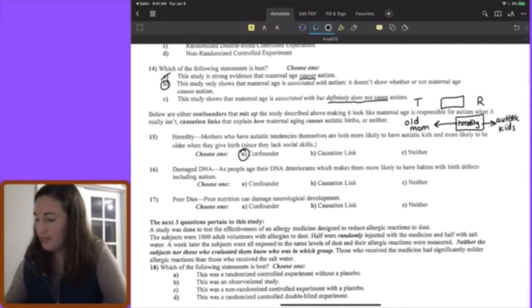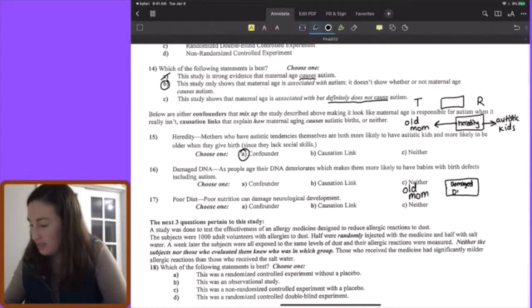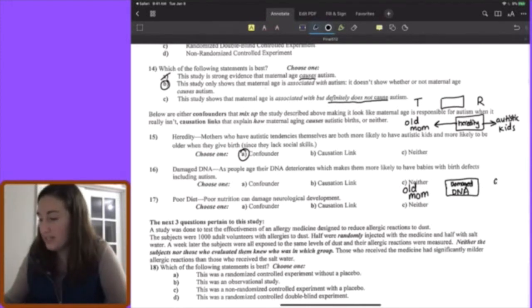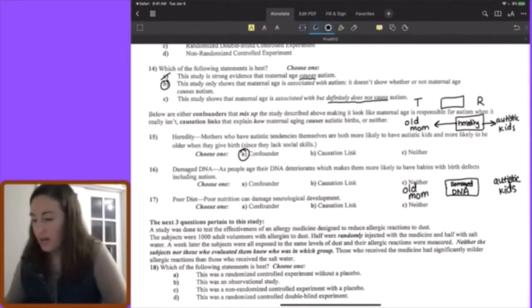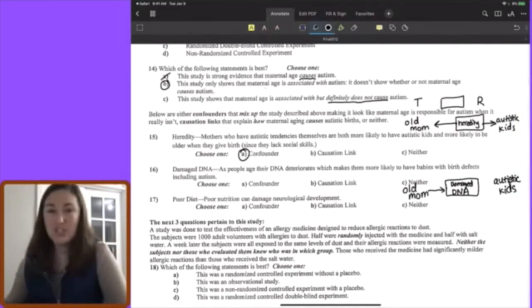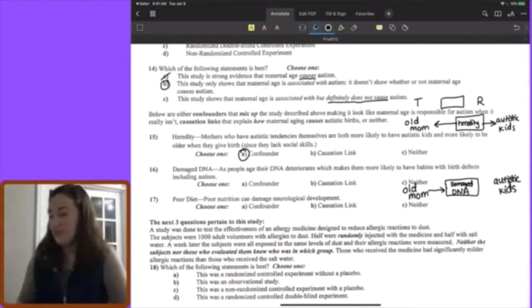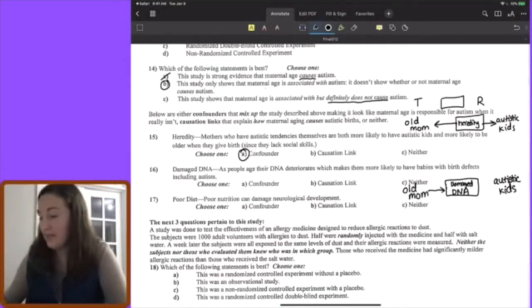So I'm going to do the same kind of diagram. Let's see, we have an older mom. The thing, which in this case is damaged DNA. And then same response, which is autistic kids. This one says as people age, so you're an old mom, as you age, your DNA deteriorates. So if you're an older mom, you're more likely to have damaged DNA, right? They're not saying if you have damaged DNA, you're going to be older. They're saying, no, if you are older, you're more likely to have damaged DNA.